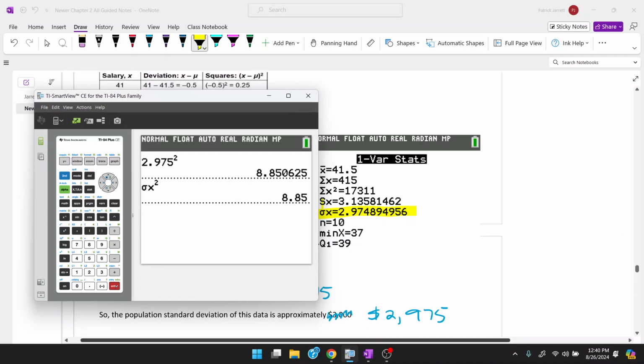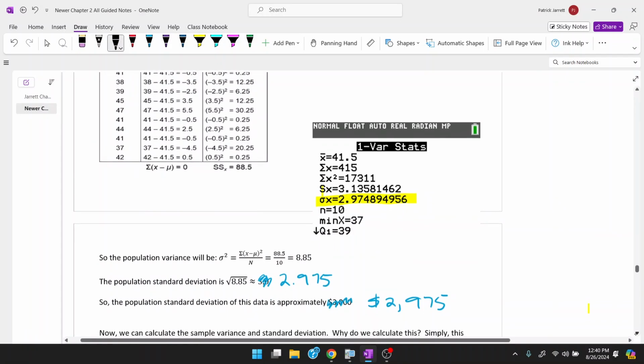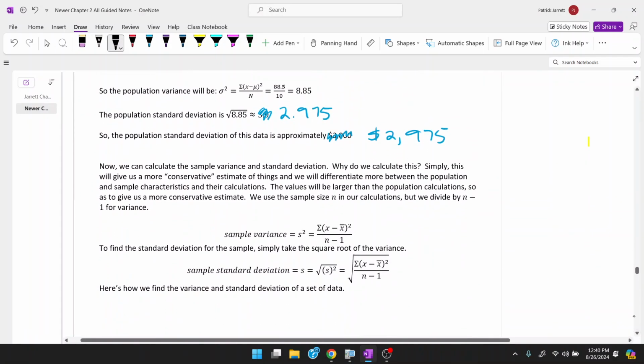Now, there's another form of the calculation that we're going to hit real quick, which is going to be sample variance and standard deviation. Now you're probably thinking, oh my God, number one, the calculator is going to do it all for you. Now, why do we calculate sample variance and sample standard deviation? Well, there's only one little difference.